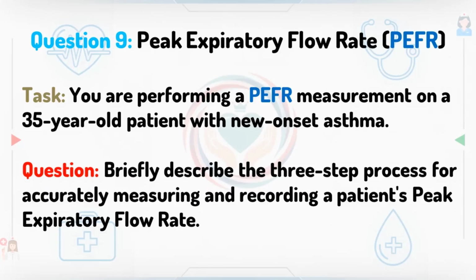Question 9. Peak expiratory flow rate, PEFR. Task. You are performing a PEFR measurement on a 35-year-old patient with new onset asthma. Question. Briefly describe the 3-step process for accurately measuring and recording a patient's peak expiratory flow rate.